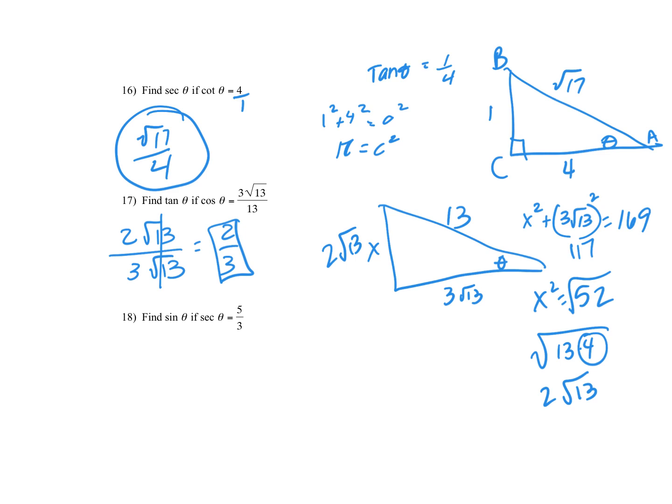So if the secant is 5/3, this is a pretty easy one because it's a standard triangle, it's a perfect triple. Secant is reciprocal of cosine, so that's adjacent over hypotenuse. And we also know that the third side is going to be a 4 because it's a famous 3, 4, 5 triangle. So the sine is going to be opposite over hypotenuse, which is 4 over 5.